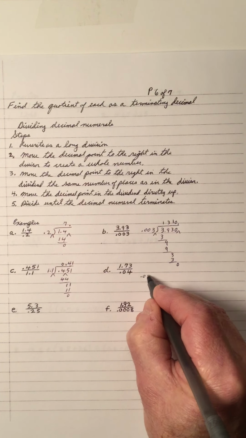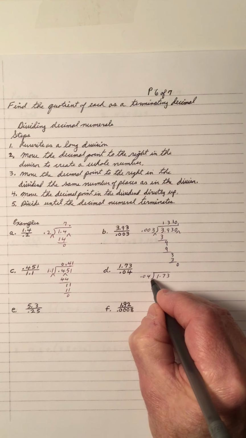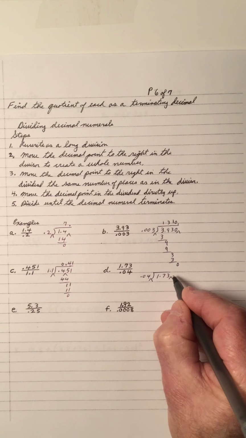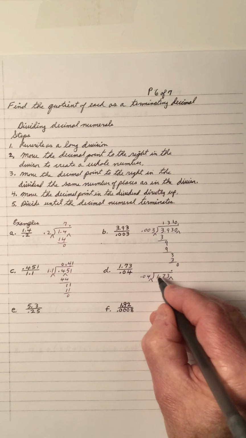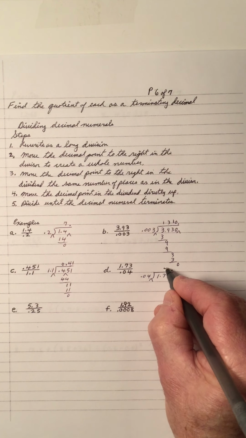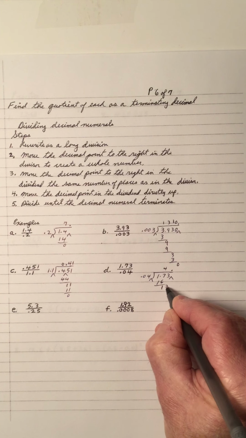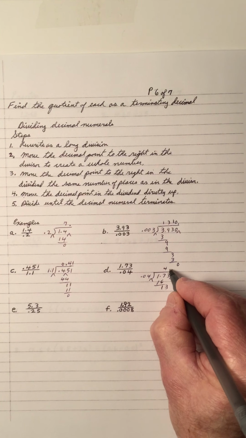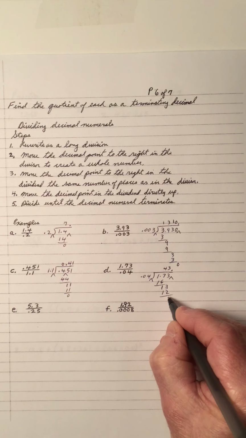Now decimal 0.4 into 1.73. I move it 2 places in my divisor, 2 places in my dividend, and move it up. Now I got 4 into 173. 4 into 17 goes 4. I get 16. Subtract and get a 1. Bring down your 3. 4 into 13 is 3, 3 fours are 12. Subtract and I get a 1.